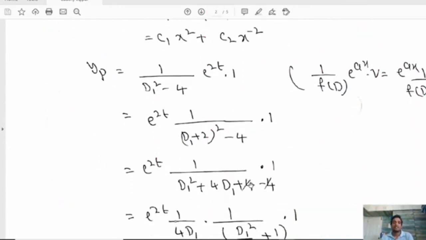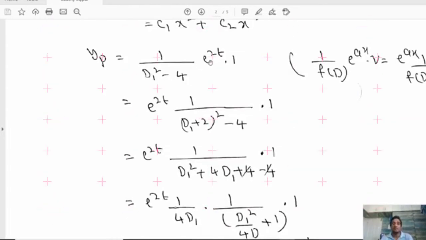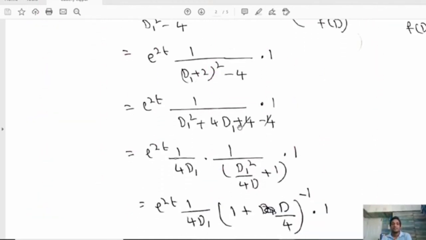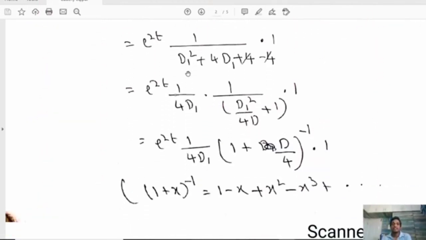Let's move to the yp. What is our yp? yp is 1 by (D1 square minus 4) e power 2t into 1. Why have I written 1 directly and not substituted with e power at? Because if I substitute 2 instead of D, it becomes 4 minus 4, 0. So for that purpose I have applied this formula: 1 by f of D, e power ax into b, is equal to e power ax times 1 by f of (D plus a) into b. So here a is 2, so e power 2t, and instead of D1 I am substituting (D1 plus 2) whole square minus 4. If I expand this, D1 square plus 4D1 plus 4 minus 4, the 4s cancel.